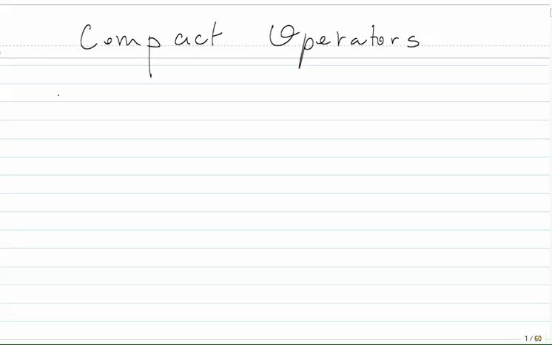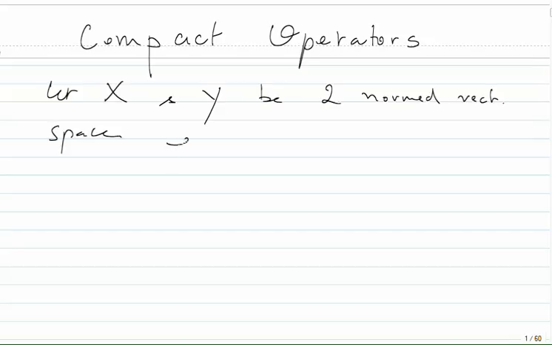Let me just consider here, let throughout X and Y be two normed vector spaces. So we defined L(X,Y) to be the linear operators between X and Y, and B(X,Y) to be the continuous linear operators, or bounded linear operators. And now we have a new definition.